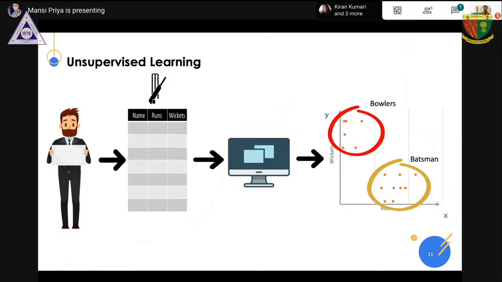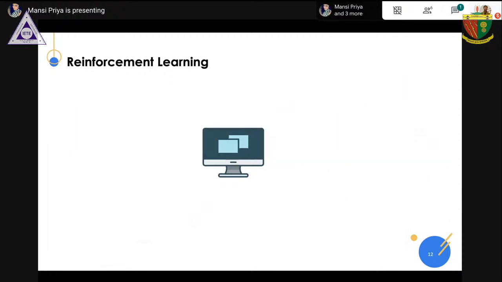In this scenario, you can see that Dave did not give any labels here, such as if a person scores more than this many runs, he is a batsman or he's a bowler. That was not defined in the input. So here we have no labeled data. That is why this is termed unsupervised learning, in which you don't have a label present in your input data. The third kind of learning that we come across is reinforcement learning.